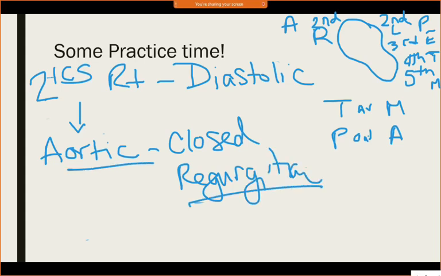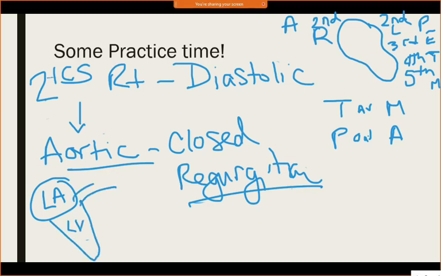And the problem we have when you have an outflow valve regurgitating, so let me just draw the pictures. So aortic's on the left side, so this is the left atrium. And I like drawing them like ice cream cones. The left ventricle, and we have our aorta here.